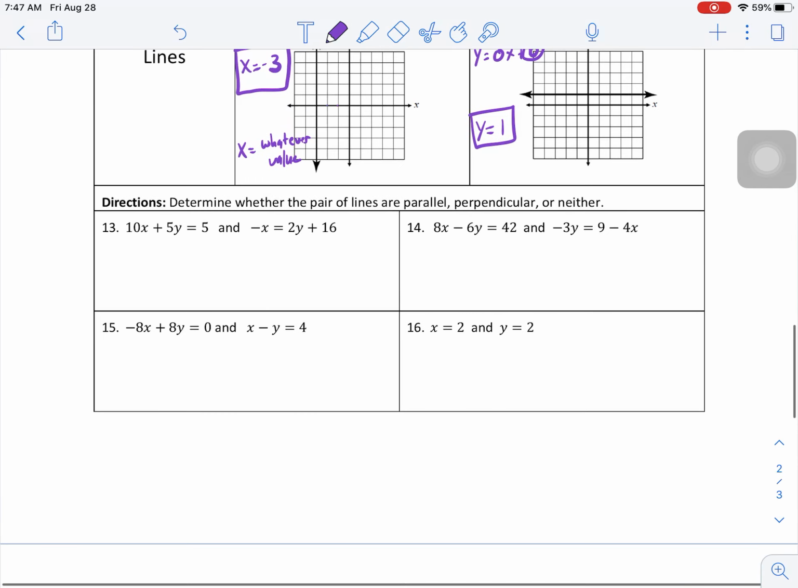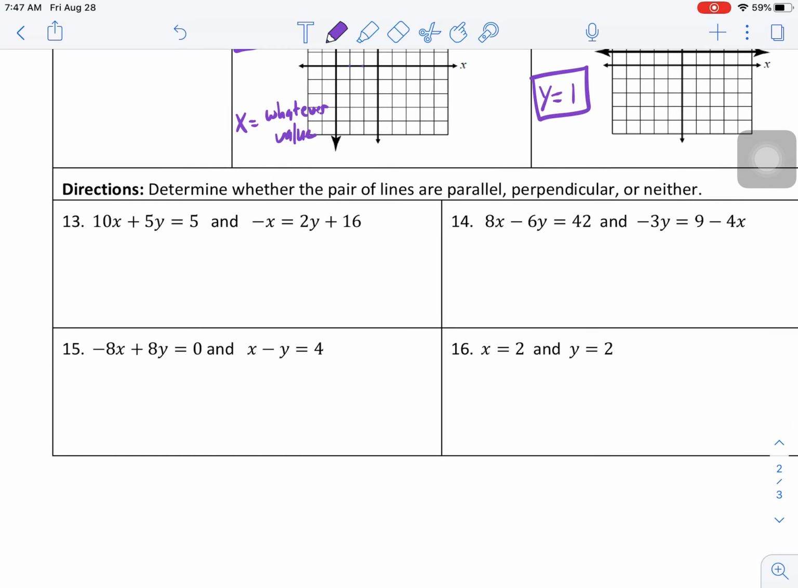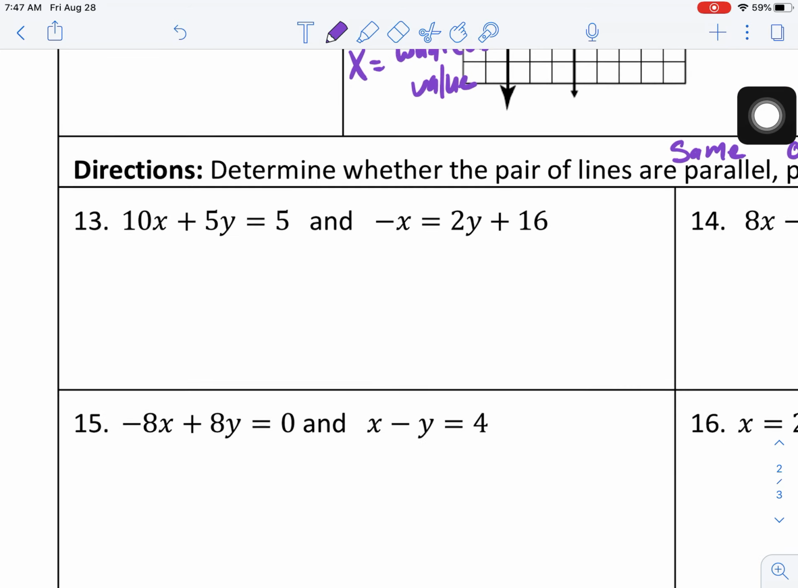All right, almost done here. Determine whether the pair of lines are parallel, perpendicular, or neither. Remember, parallel means same slope, perpendicular means opposite reciprocal, and neither would just mean that the slopes are completely different. They have no commonalities between them. Okay, so to determine slopes, you're going to have to put them into slope-intercept form, or just figure out the slope.